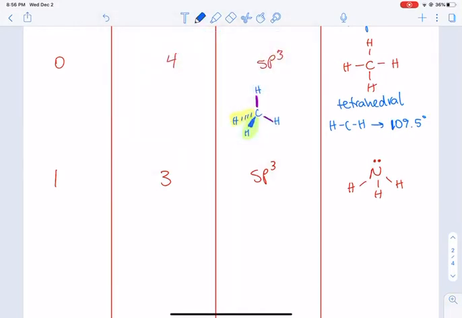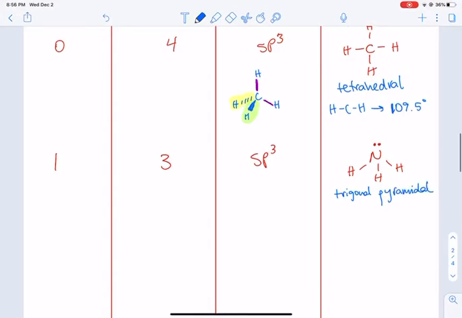This is an example of trigonal pyramidal, trigonal pyramidal. Now it looks like all of these things are on the plane. In reality, ammonia has one hydrogen that is coming out of the plane and one hydrogen that's going into the plane.